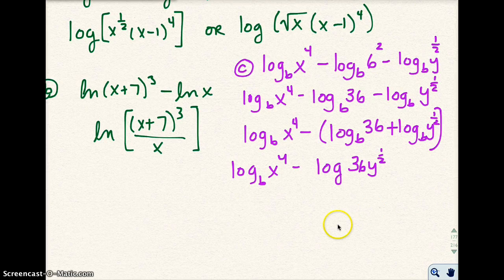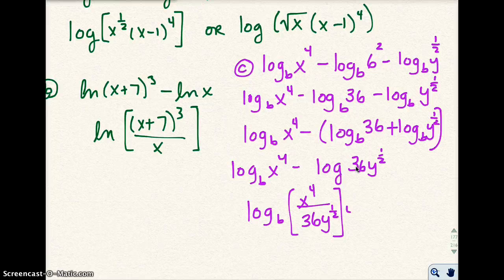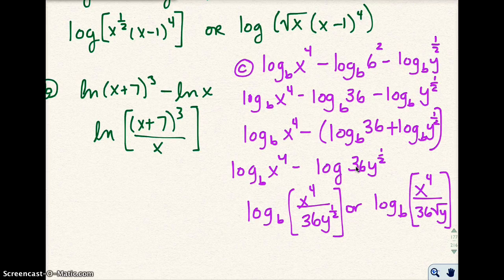And now I have just these two things to worry about. So now I have log base b of x to the 4th, let me do the quotient rule, over 36y to the 1/2. And you can do that, or you could write log base b of x to the 4th over 36 times the square root of y. Either of the answers is acceptable.